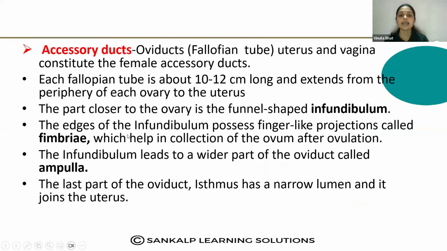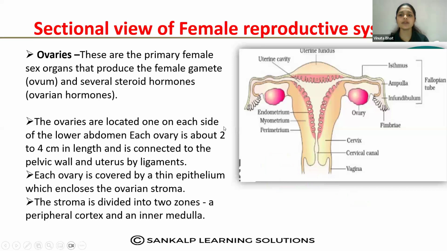Then the accessory ducts of the female reproductive system. The fallopian tube is an accessory duct. Each fallopian tube is about 10 to 12 centimeters long and extends from the periphery of each ovary to the uterus. The funnel shaped structure near the ovary is the part of the fallopian tube.